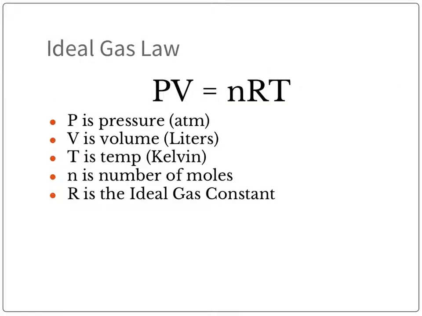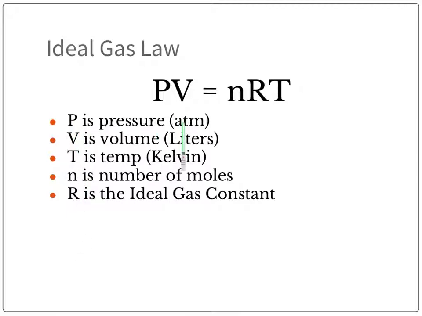What you're looking at now is something called the ideal gas law. It is a gas law used to determine an unknown variable of the ideal gas. Those variables are pressure, volume, temperature, number of moles, and the R constant. And we'll talk about the R constant here in a second.